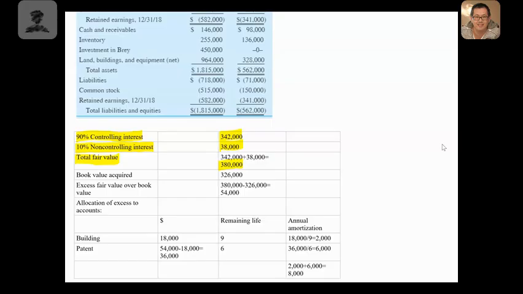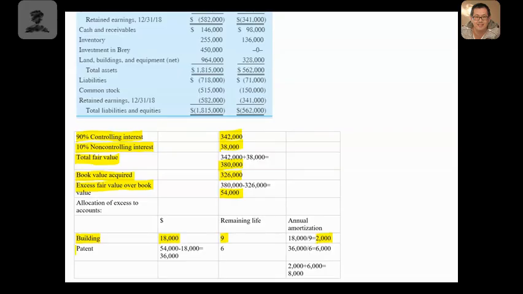And the total book value acquired, or the book value of the subsidiary, is 326,000. The number is given as well. Next, we can get the excess fair value over book value amount. It equals 54,000. And then we allocate this 54,000 to those subsidiary accounts that have different fair value from book value. The first one is building. It is undervalued by 18,000, has a 9-year remaining life, which means that every year there is going to be a 2,000 excess depreciation.